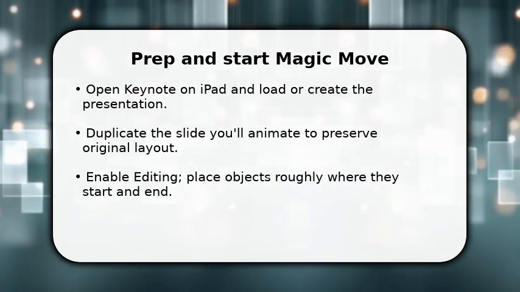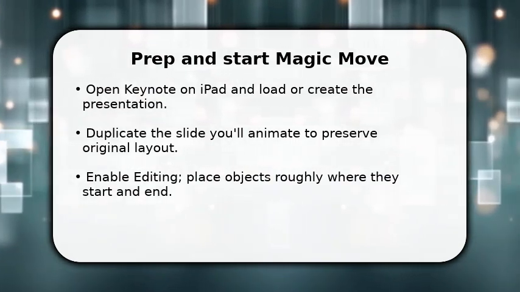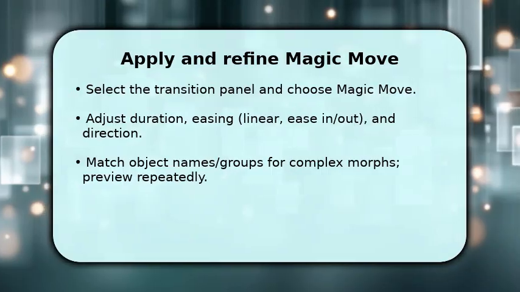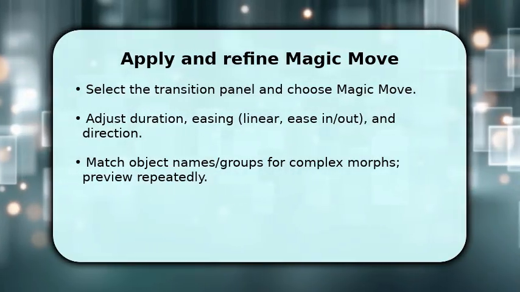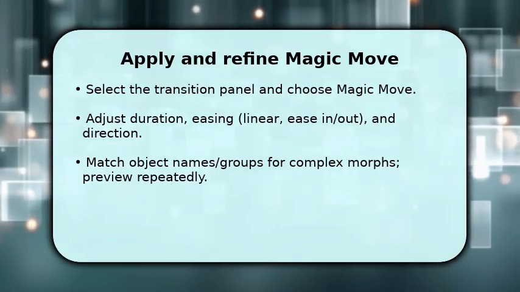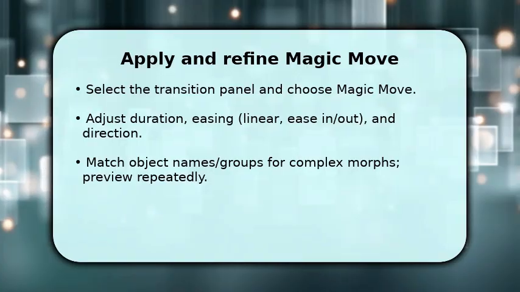With both slides selected in Slide Navigator, tap Transitions and pick Magic Move. Keynote detects differences and creates smooth animation between states. Next, refine duration and easing to control speed and feel. Shorter durations are punchier, longer ones are cinematic.